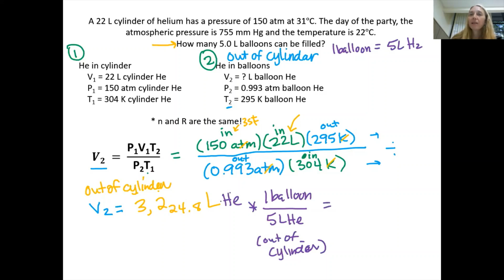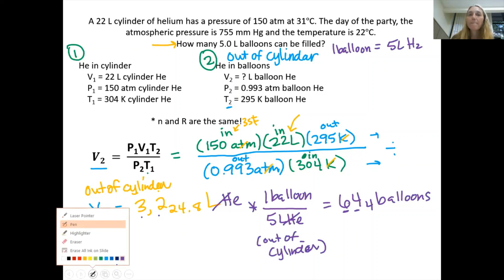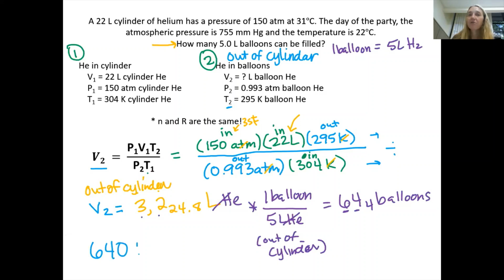Liters of helium cancels with liters of helium. I take this number and divide by 5, and I get 640 balloons. Now I only have 2 significant figures, which means I have 64 or 640 here, right? If I can only have 2 significant figures, then I need to simplify that number. So I can fill 640 balloons.